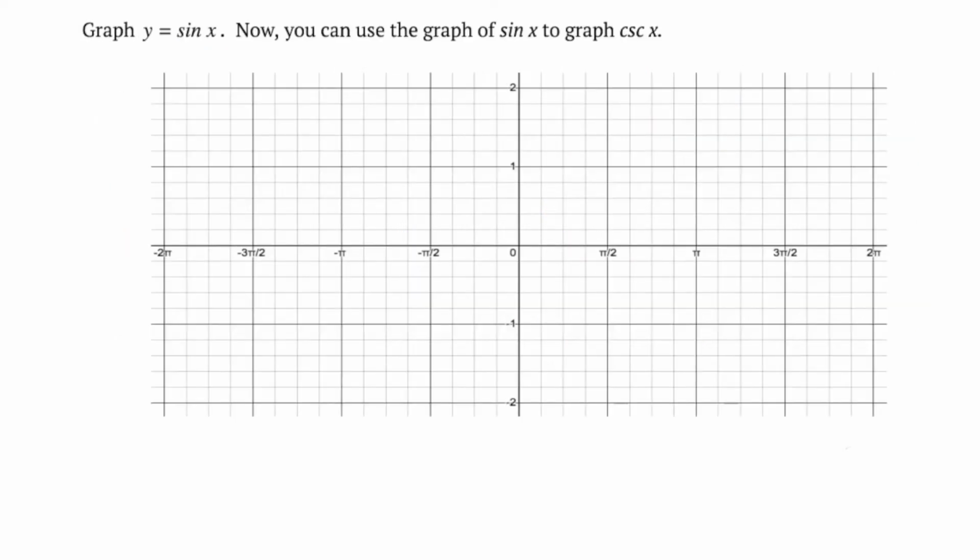The next example has us graphing cosecant, basing it off of the sine graph. So we'll do just like we did in the first example. Once you have your sine function graphed, you just look for all of those 0 points, or where it crosses over the equilibrium line, and we turn those all into vertical asymptotes.